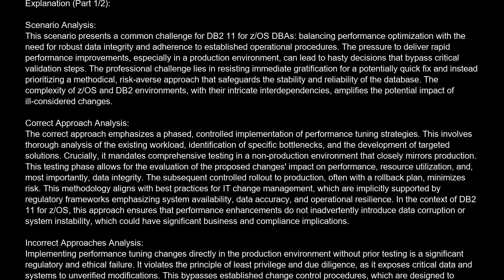Incorrect approaches analysis. Implementing performance tuning changes directly in the production environment without prior testing is a significant regulatory and ethical failure. It violates the principle of least privilege and due diligence, as it exposes critical data and systems to unverified modifications. This bypasses established change control procedures, which are designed to prevent unintended consequences and ensure auditability. Such an approach risks data corruption, system downtime, and potential non-compliance with data integrity regulations.